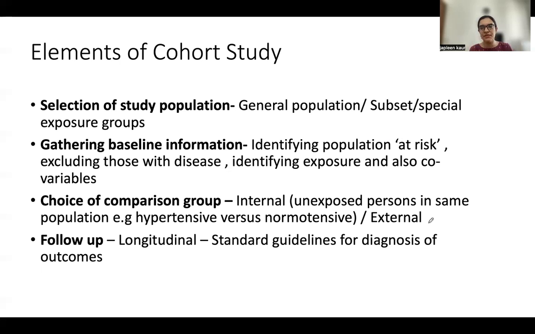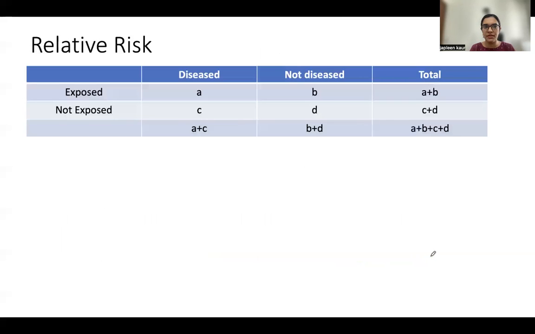Now, all those within the factory are exposed. So here we take an external population as the comparison group. And we follow them up longitudinally. What is important is that we must have standard guidelines for diagnosis of outcomes so that we don't have any ambiguity in confirming whether they develop the disease or not.